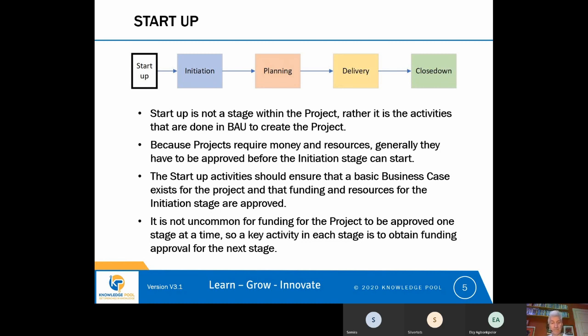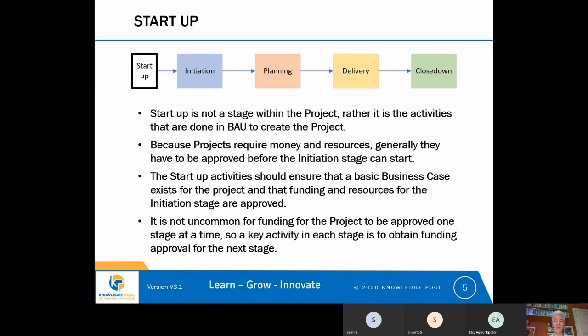And it should make sure we have the funding and resources for the initiation stage to be able to start. And it's not uncommon in projects to find that the funding for the project is approved one stage at a time. So in the startup phase, the funding for initiation would be approved. In the initiation stage, the funding for the planning stage would be approved.